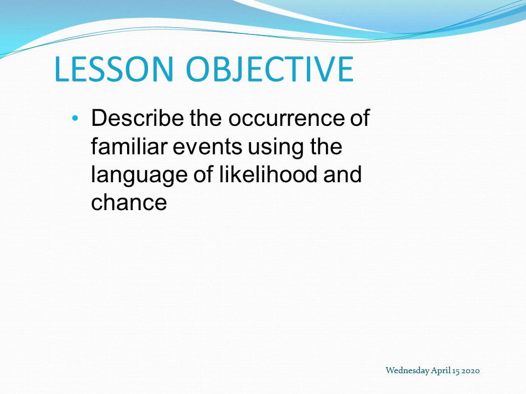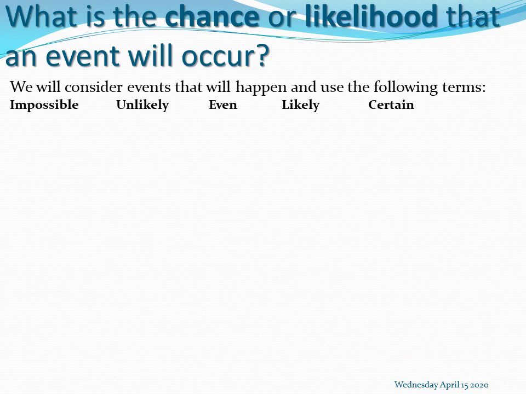That means we want to be able to predict what's the likelihood of an event occurring, if it is likely or if it has a chance, if the event stands a chance of happening. As we go along in the lesson, you will understand better. So, what is the chance or likelihood that an event will occur? First of all, what does this mean?